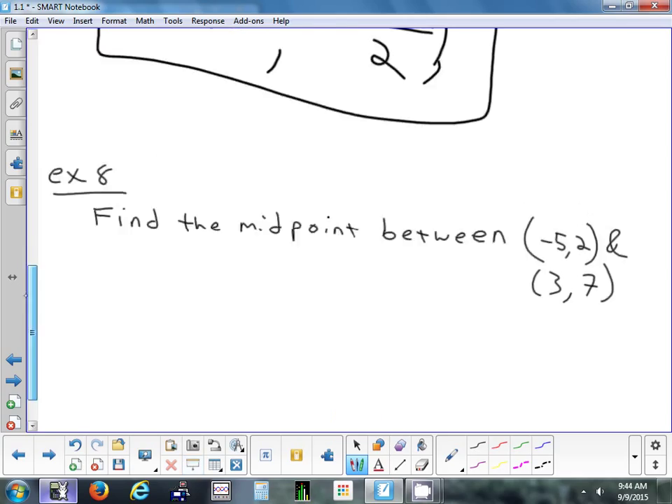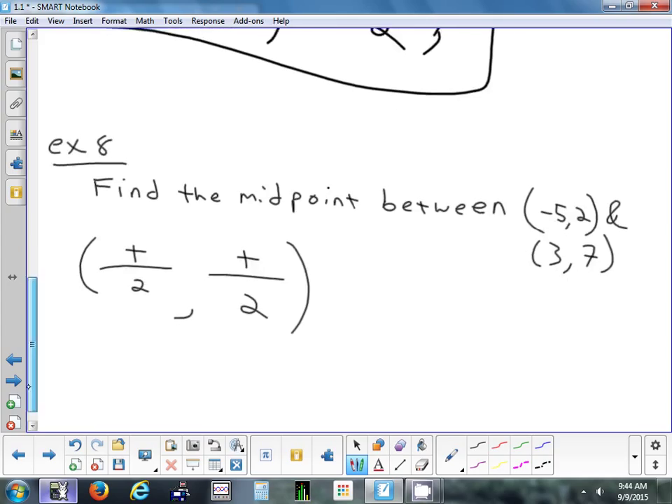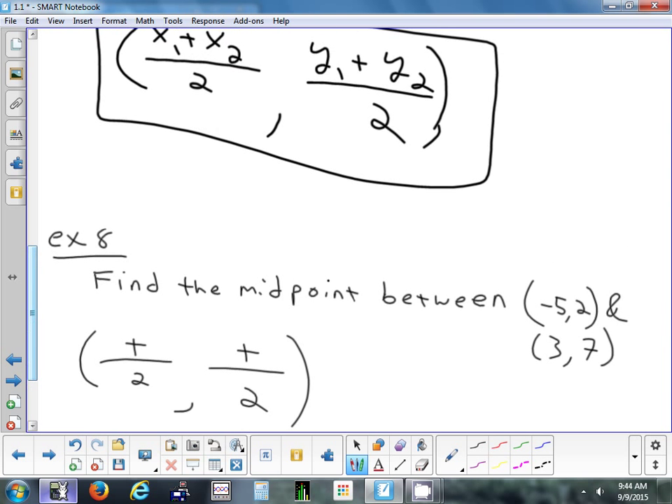All right, so our last one will be to find the midpoint between these 2 points. Okay, so I usually set it up just like that. That way I got everything written out that I need. All I have to do is plug in my 4 numbers. Bless you.